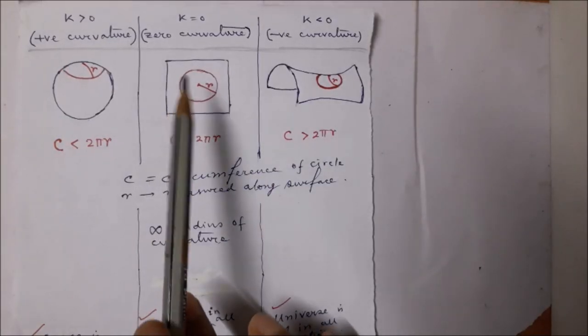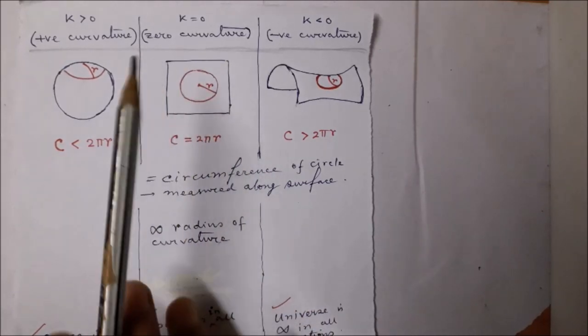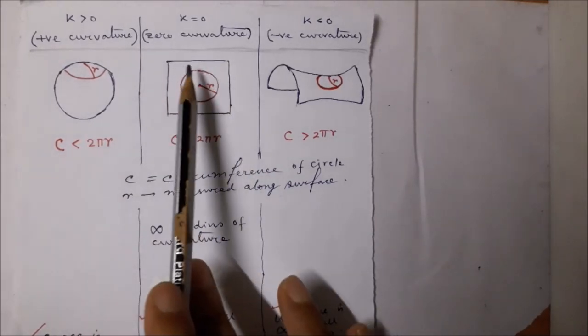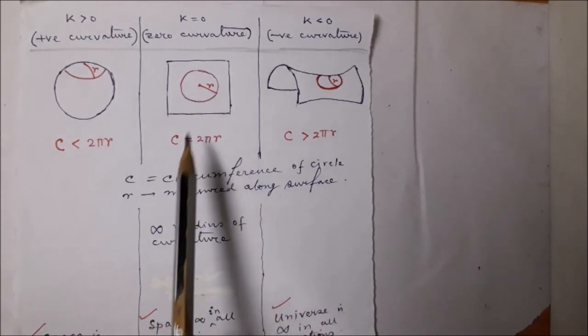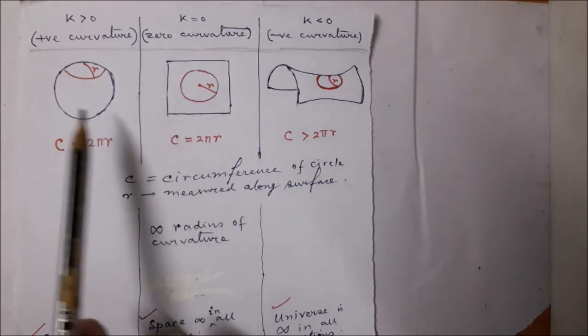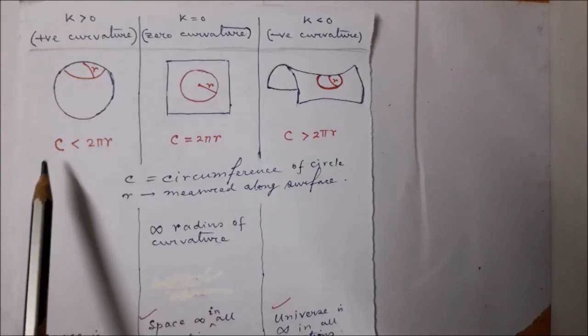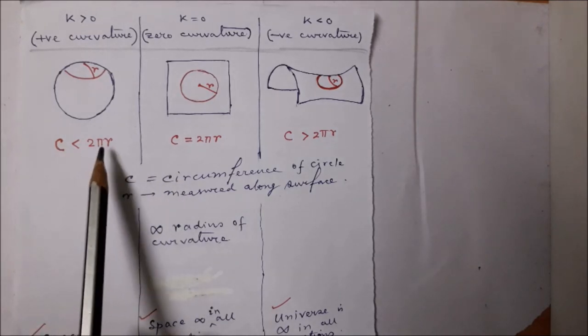If the universe is of zero curvature, then in a flat surface, for instance in this sheet, the relation between the circumference of a circle and the radius of a circle will be C is equal to 2 pi r. But if curvature is positive, then this relation will be different. The circumference will be less than 2 pi r.